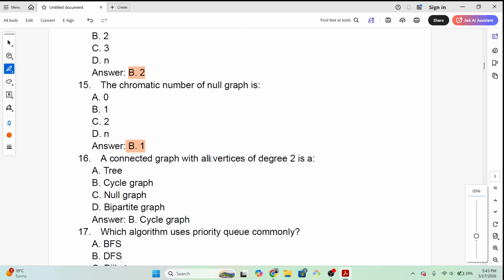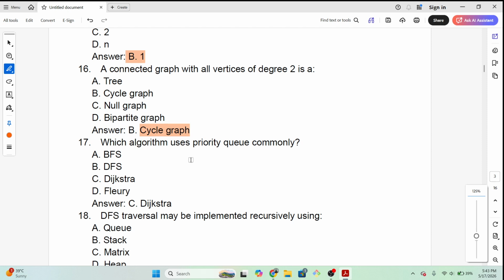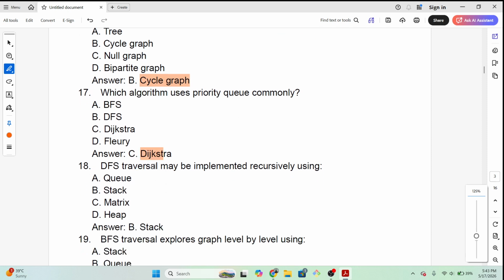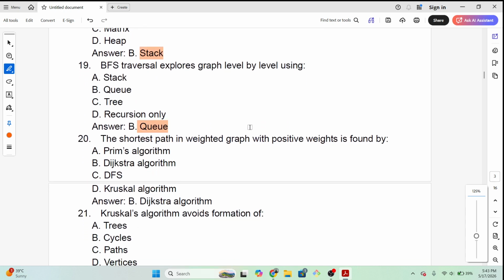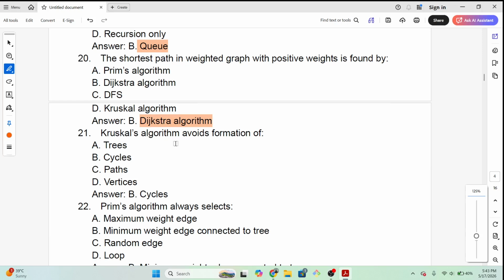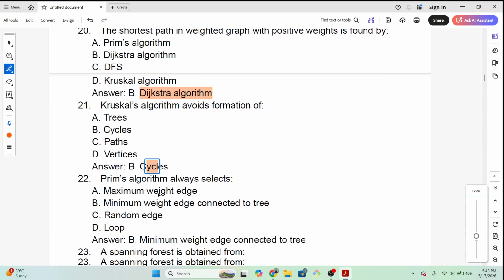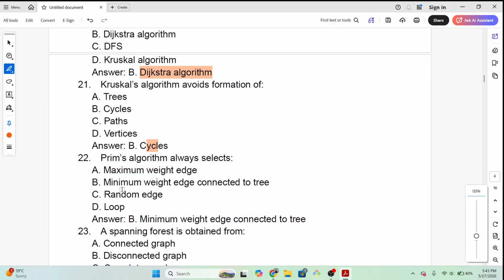A connected graph with all vertices of degree 2 is called a cyclic graph. Question number 17, we have a scenario that uses Dijkstra's algorithm. DFS traversal uses a stack and BFS uses a queue. The shortest path in a weighted graph with positive weights is found by Dijkstra's algorithm. Kruskal's algorithm works in the absence of cycles. Prim's algorithm always selects the minimum weight edge connected to the tree.